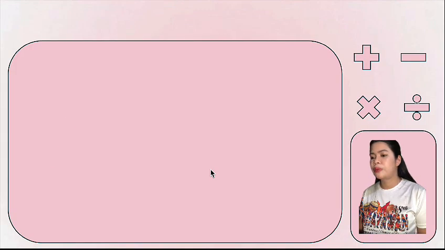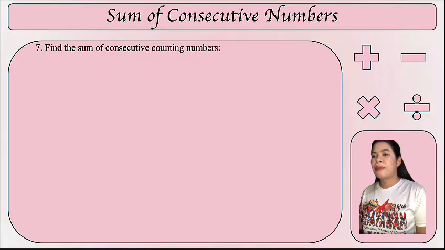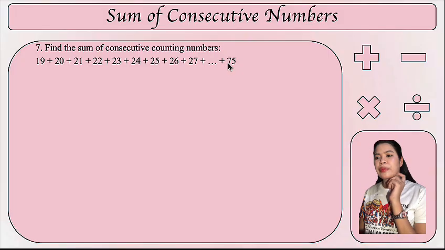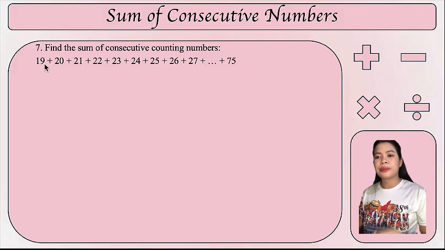Now we are going to proceed to our seventh problem. Sum of consecutive numbers. The problem would be find the sum of consecutive counting numbers. So we are going to find the sum from the number 19 plus 20, 21 plus 22 plus 23 plus 24 plus 25 plus 26 plus 27 until we are summing up to the number 75. So in this case, we are not starting from 1. We are starting from 19. So there is such a thing called a limit. Our limit would be 19.